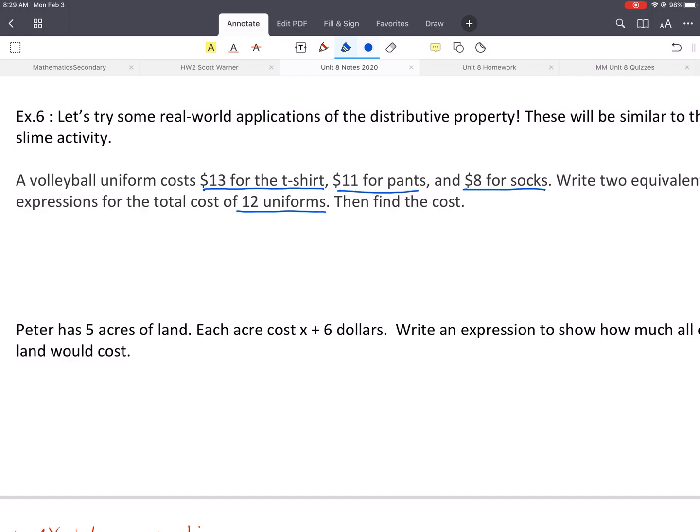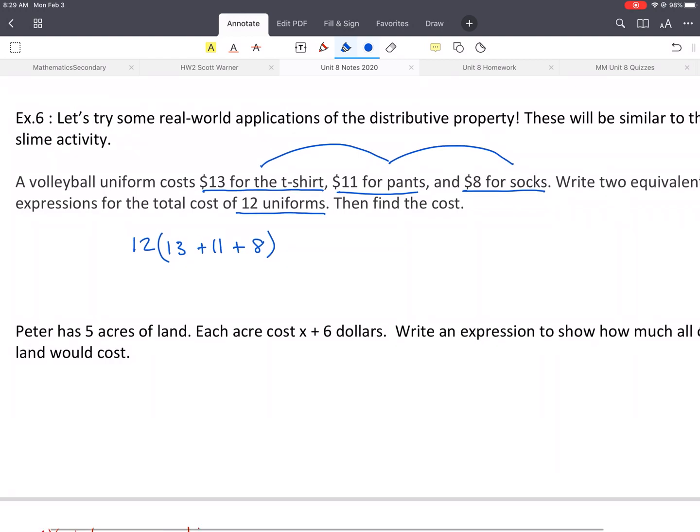All right, so basically we have 2 choices. We can add the 13 and the 9 and the 8 to find how much it costs for one uniform. So we could do that, 13 plus 9 plus 8, and then we could just multiply that by 12 to give us the cost for all of the uniforms. All right, but they want us to write down 2 equivalent expressions.